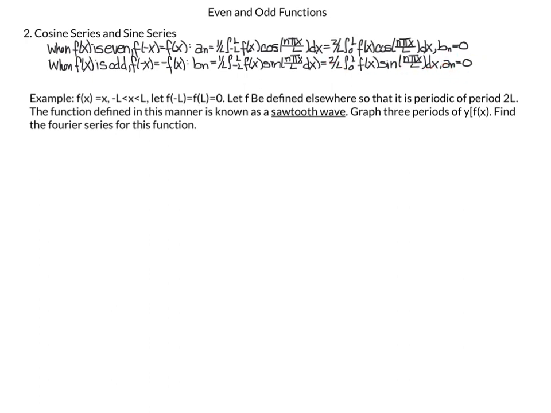And the example we will look at is f of x is equal to x. We're going to integrate from negative L to L. We're going to let f of negative L and f of L equal 0. Let f be defined elsewhere so that it's periodic with period 2L. The function defined in this manner is known as a sawtooth wave, and we'll see that.